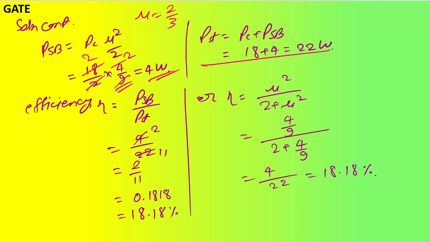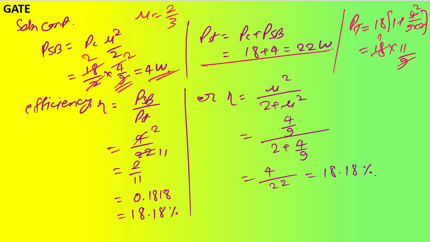Otherwise you can utilize the formula for total power: Pc is 18 into (1 plus mu square by 2), that is 4 by 9 into 2. Two 2s are 4, so it is going to be 18 into (9 plus 2) by 9, that is 11 by 9.